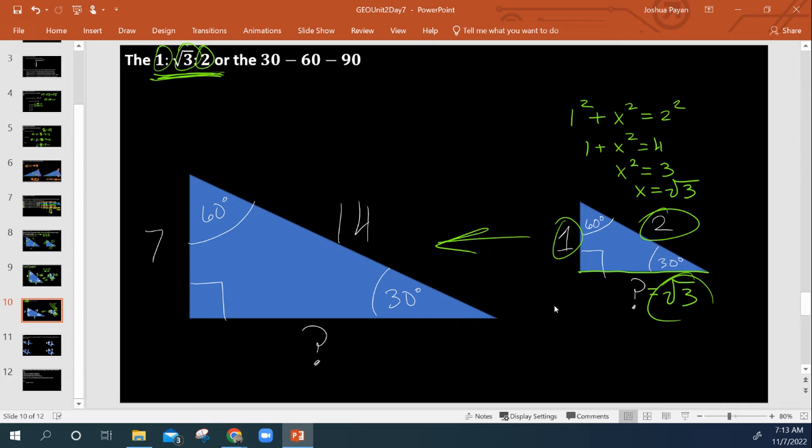Oh, before I get ahead of myself, the angles on a 1 to square root of 3 to 2 are always 30, 60, 90. Okay, and the 30-degree angle is always in between, we'll say, the long leg and the hypotenuse, and the 60 is always in between the short leg and the hypotenuse. Okay, anyway, so over here we see we must have been dilated by a scalar of 7. 7 times 1 is 7. 7 times 2 is 14. So that means our missing long leg here would simply be 7 times the square root of 3.